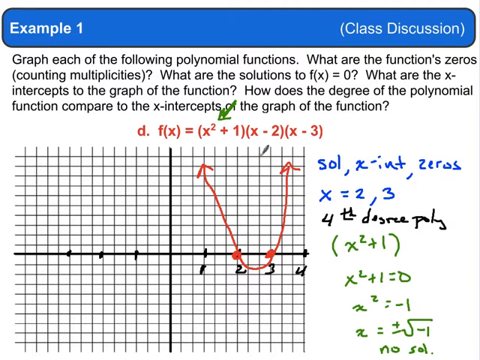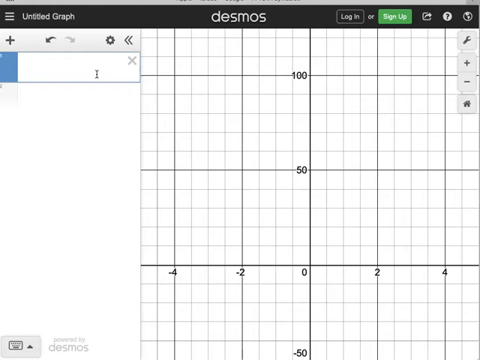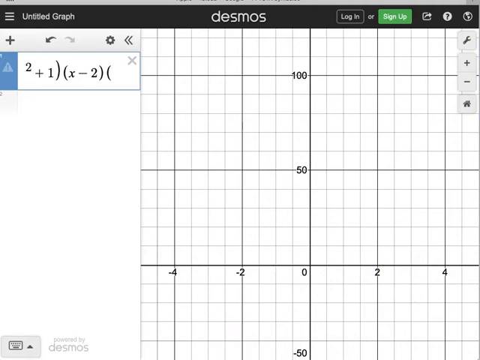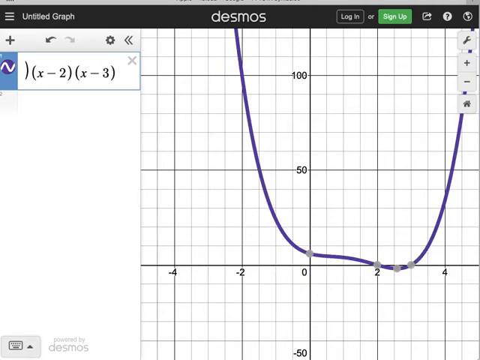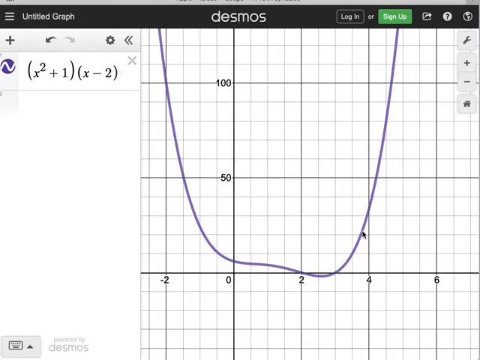How do we improve our picture at this point? Well, we would have to use a graphing utility. And so let's see how we did. We could type in x squared and then plus 1. And then we type in x minus 2 and x minus 3. And we get this funky looking shape like this.